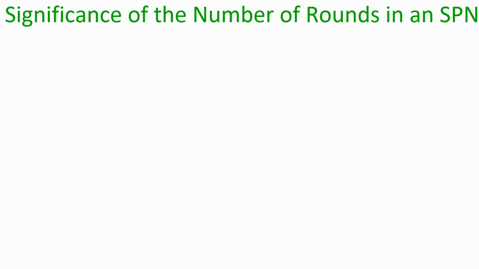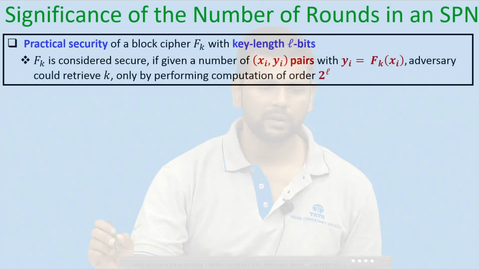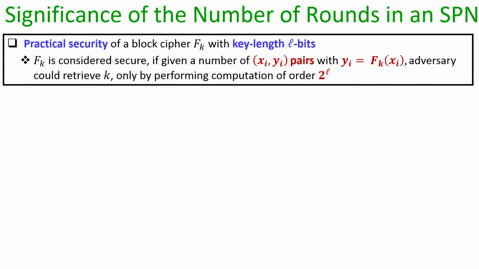It turns out that the number of rounds inside an SPN is also a very crucial feature, which determines the overall security of the key permutation which comes out from the SPN. To understand the significance of the number of rounds, we have to understand what exactly we mean by the security of the resultant Fk which we are constructing using the SPN. Since we are interested in the practical block cipher, we are not going to measure the security of the resultant block cipher asymptotically. Rather, we define what we mean by practical security.